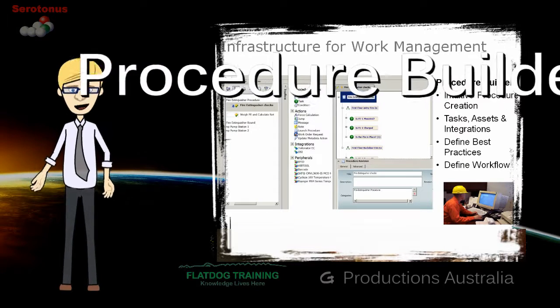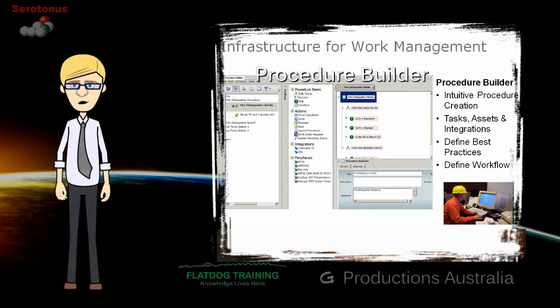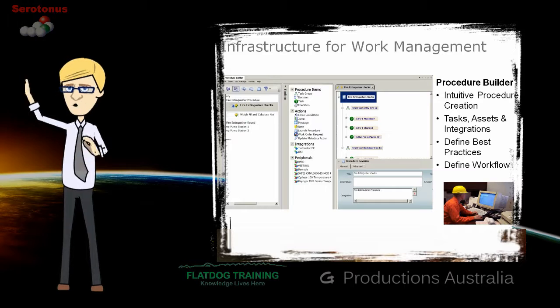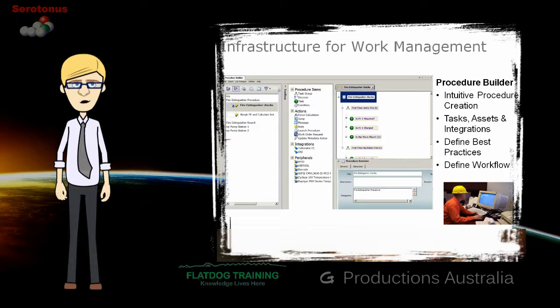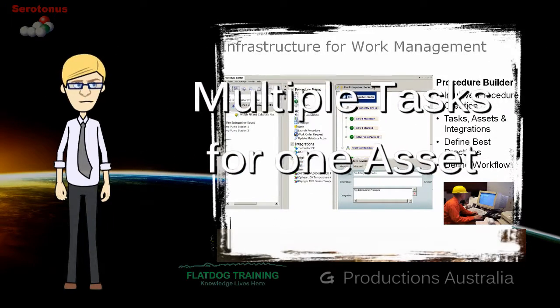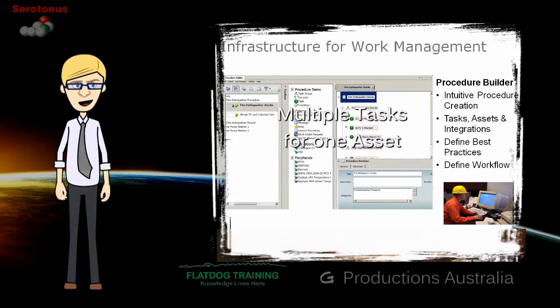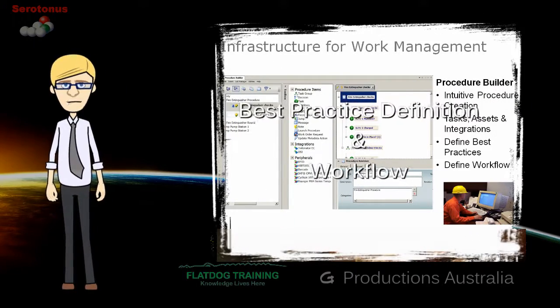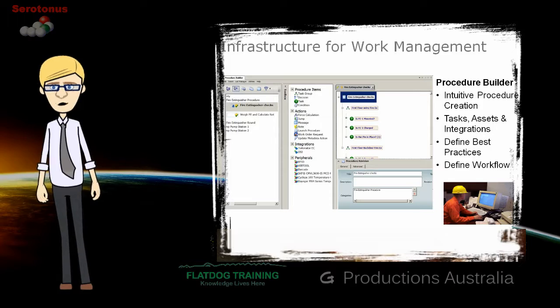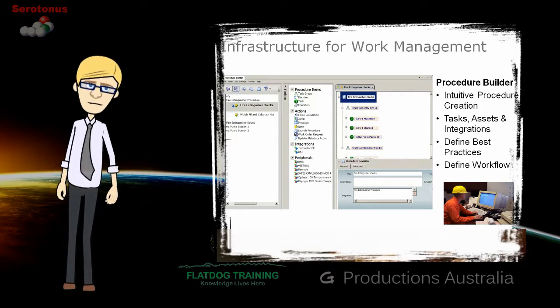Now this is our procedure builder. This is what your super users spend most of their time in. It's an intuitive procedure creation. We start off with a procedure, and then we add a task group that we define for our individual tasks. So I can have several different task groups under a procedure performing different tasks for an associated asset. So this is where we define our best practices and define our workflow for the process.